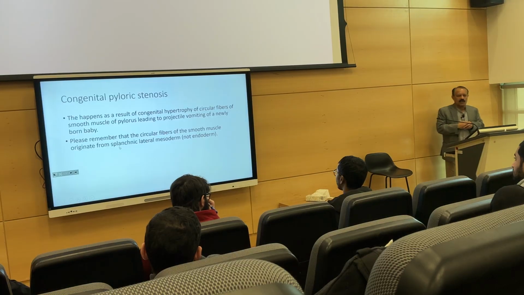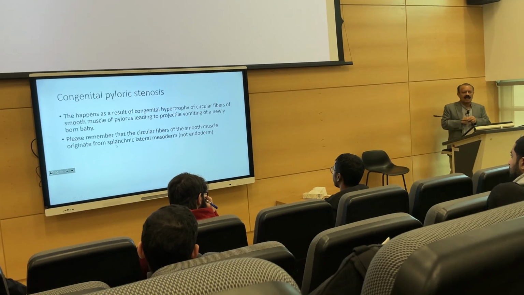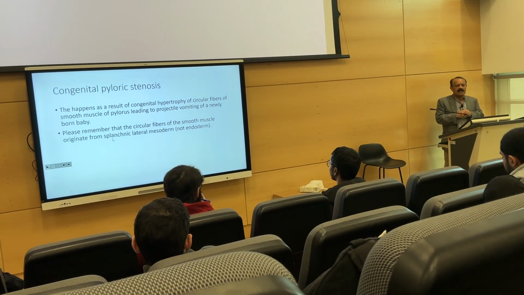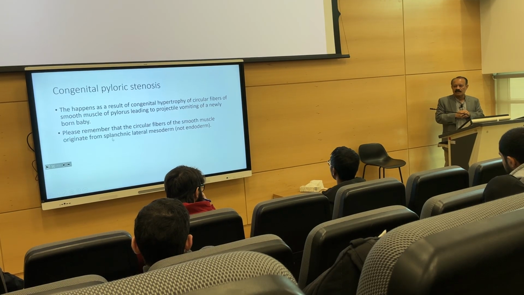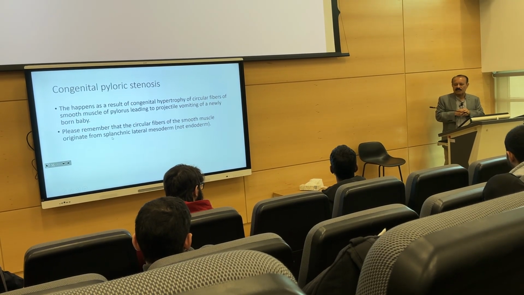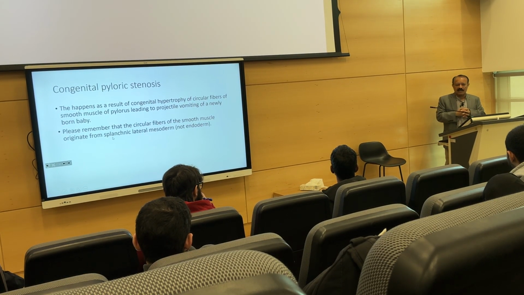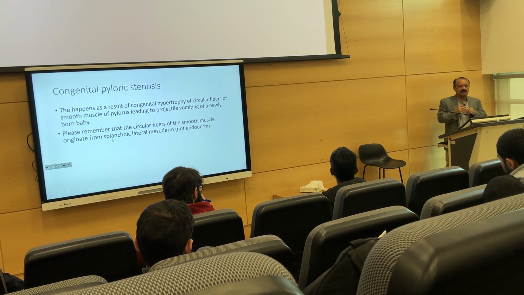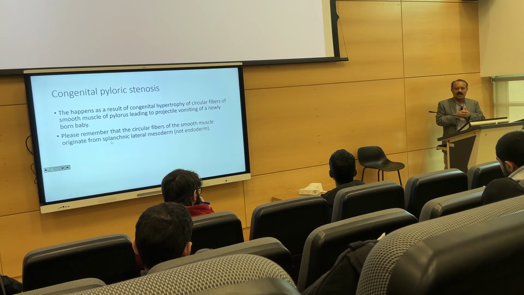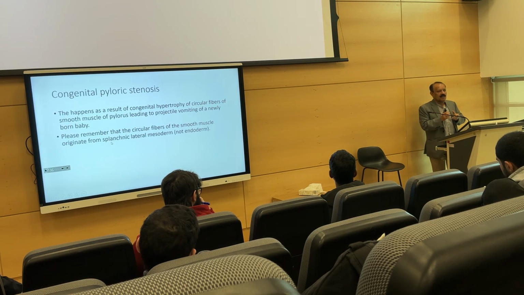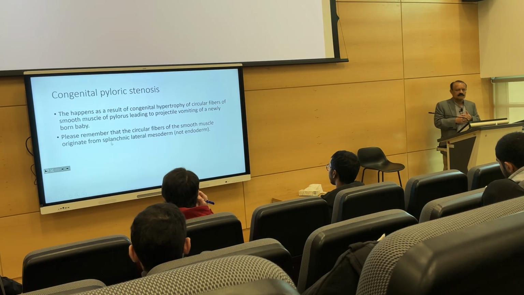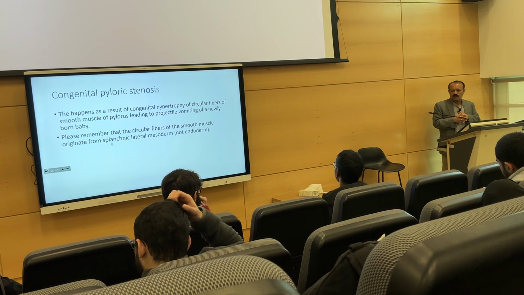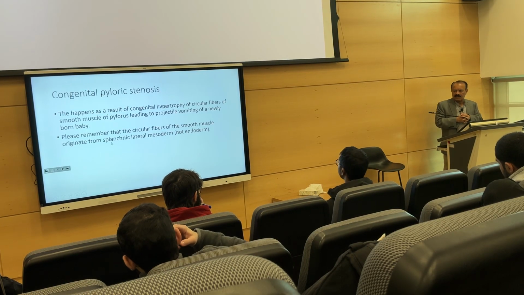So this is another thing you have to know. And again, I may ask: the circular fiber is coming from where? Splanchnic mesoderm. This will be my question. I'll put the pyloric stenosis. I said there is projectile vomiting, so you know it is congenital. But my question will be, this circular fiber is hypertrophic, but is originally coming from where? It is splanchnic mesoderm. It's forming the smooth muscle. Okay, I can ask this question?